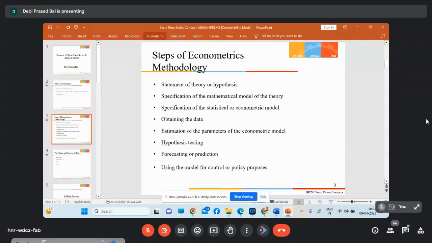Yes. Okay, we have studied this one. The next step is very important: obtaining the data. Can you tell me what is data? You are using it very much. Data can be a collection of facts.